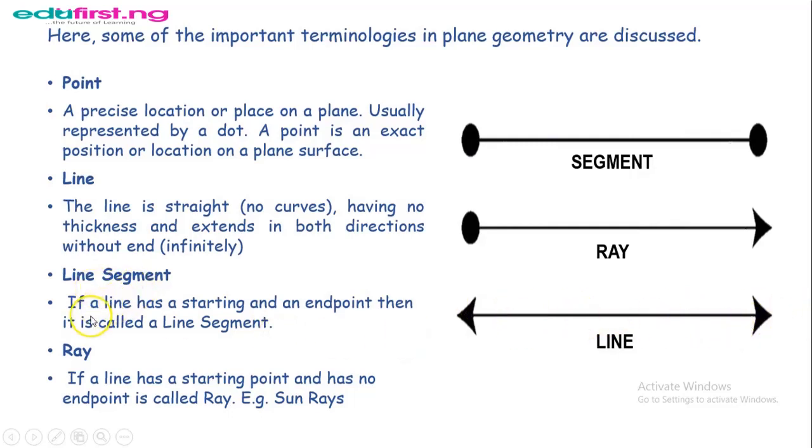The line segment. A line that has a starting and an end point is called a line segment. If a line has a starting and an end point, we call it a line segment. And a ray is a line that has a starting point but does not have an end point. This dot shows the starting point of the ray, and this arrow shows that the ray is continuous. For example, a sun ray.